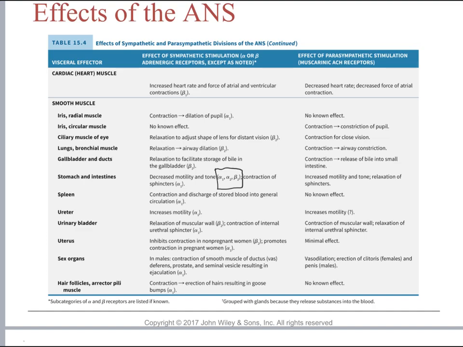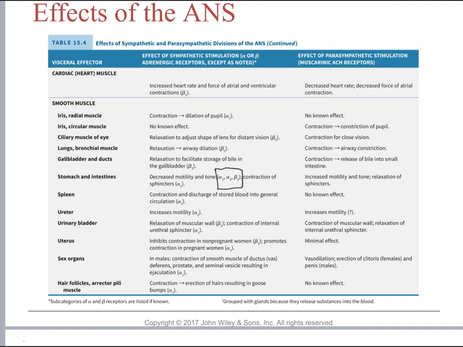We can go to the eyes. The sympathetic is going to, the ciliary muscles of the eyes are going to relax to adjust the shape of the lens for far vision. For rest and digest, we're contracting for close vision. We look at the lungs. During fight or flight, we're relaxing to get more air, more oxygen to sustain the fight or flight. And for rest and digest, parasympathetic, we're contracting to get less air so that we can divert to other places. Stomach and intestines, fight or flight, decrease motility and tone, whereas for obviously rest and digest, parasympathetic, we're increasing motility.